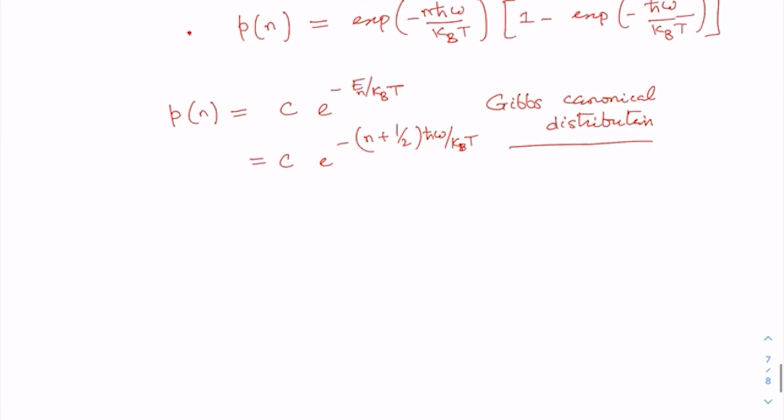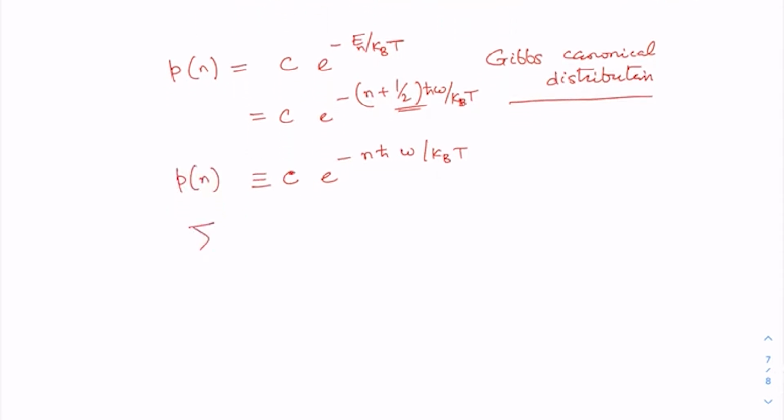This half h cross omega is a constant term, so I can include it in the constant c. Then I have e to the power minus n h cross omega by kBT. So this is my starting expression, and I know that the total probability has to be equal to 1, and from here you can easily find out this constant c.